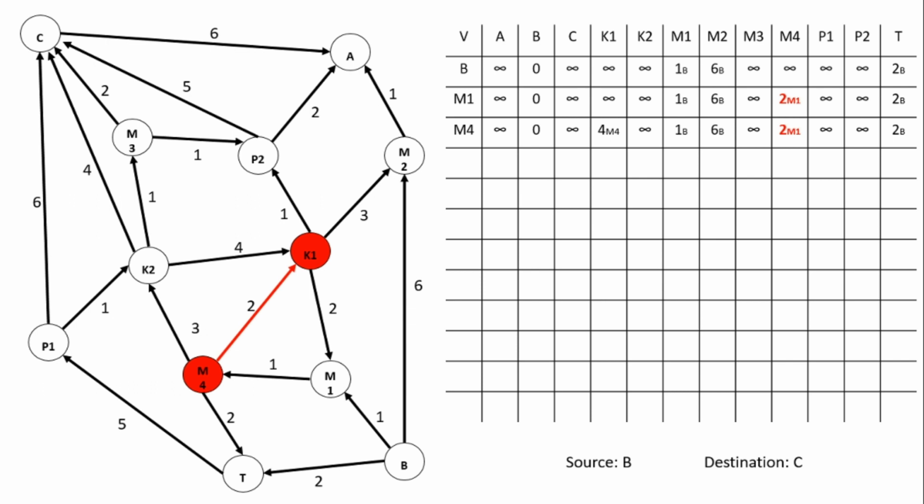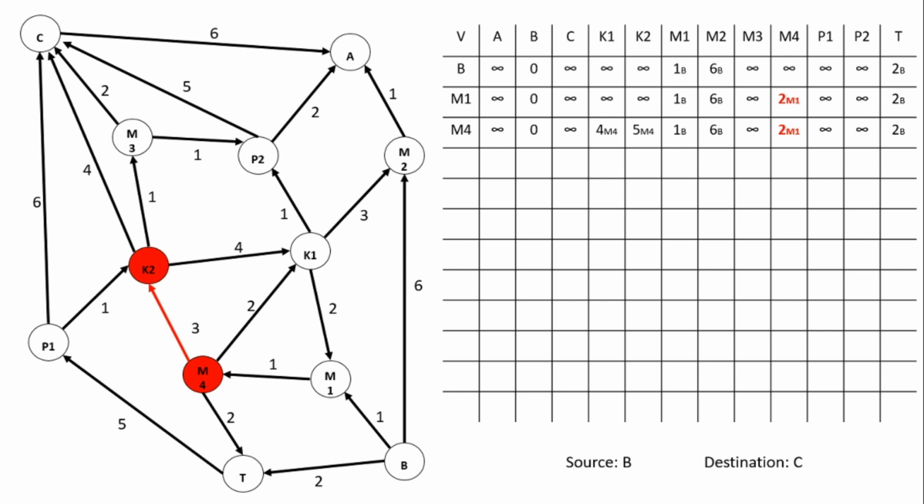Add K1 from M4, then we will have the total distance of 4 coming from M4. The next, visit K2. Add M4 to K2 so that we can get the total distance of 5 coming from M4.